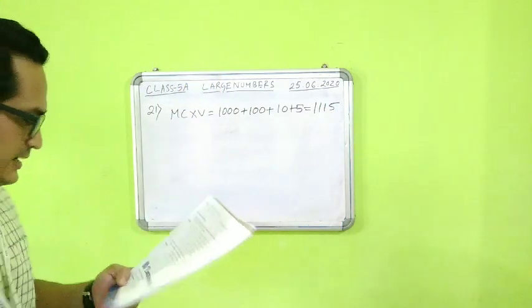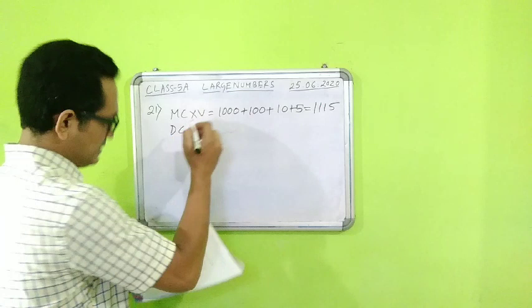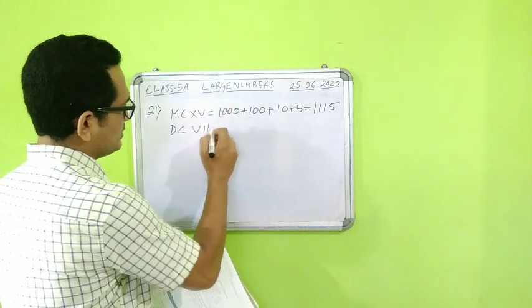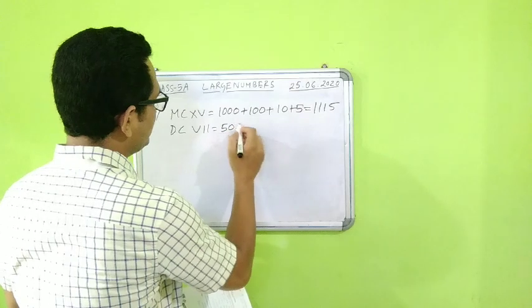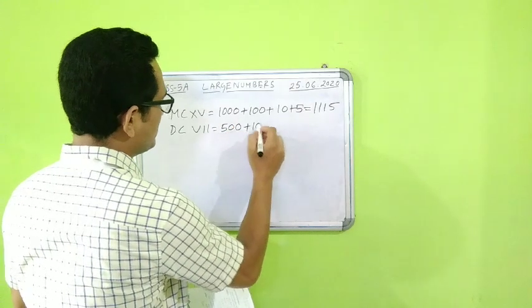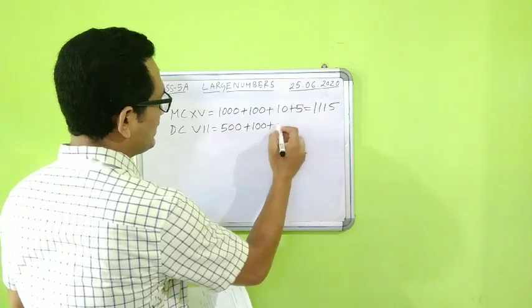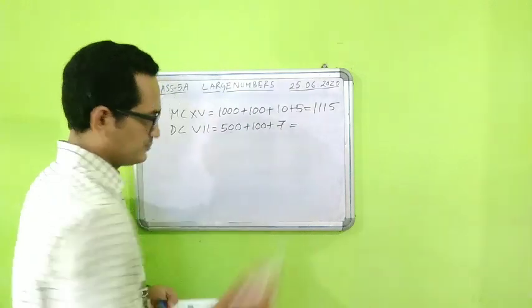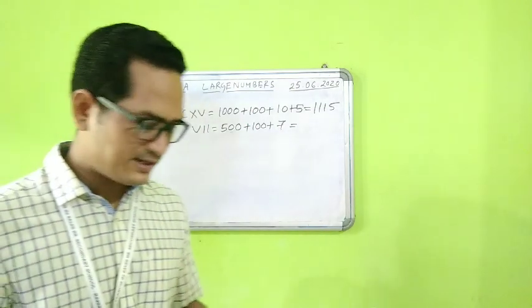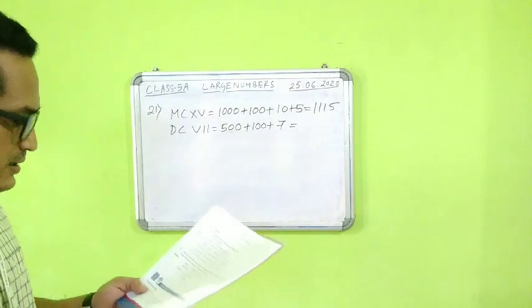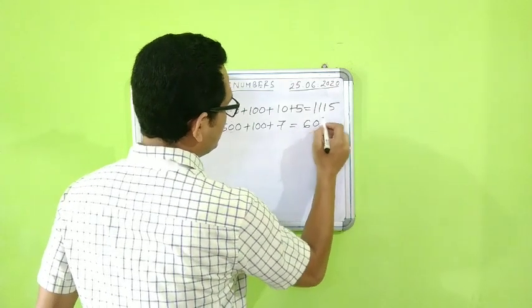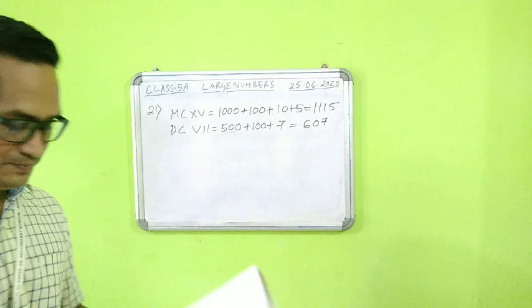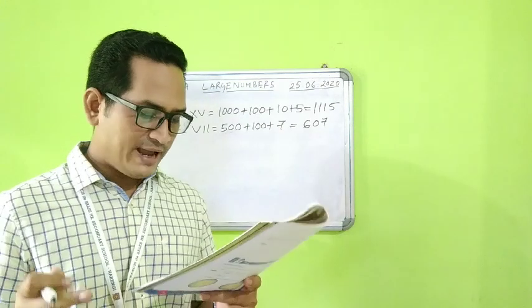1115. The next number is DCVII. Now DCVII: D stands for 500, C stands for 100, and VII stands for 7, because VII is 7, that we already know, it's a very small number. So it will be 500 plus 100, it will be 600, and it will be 607.